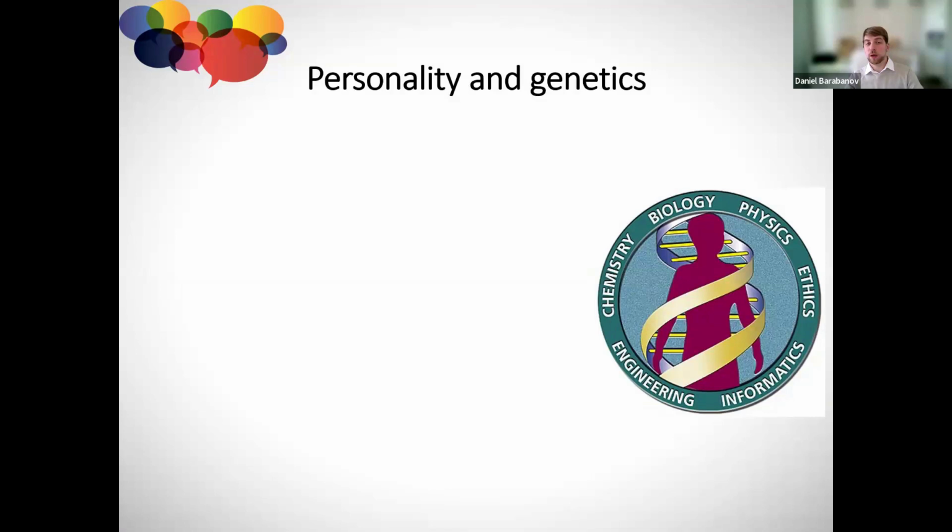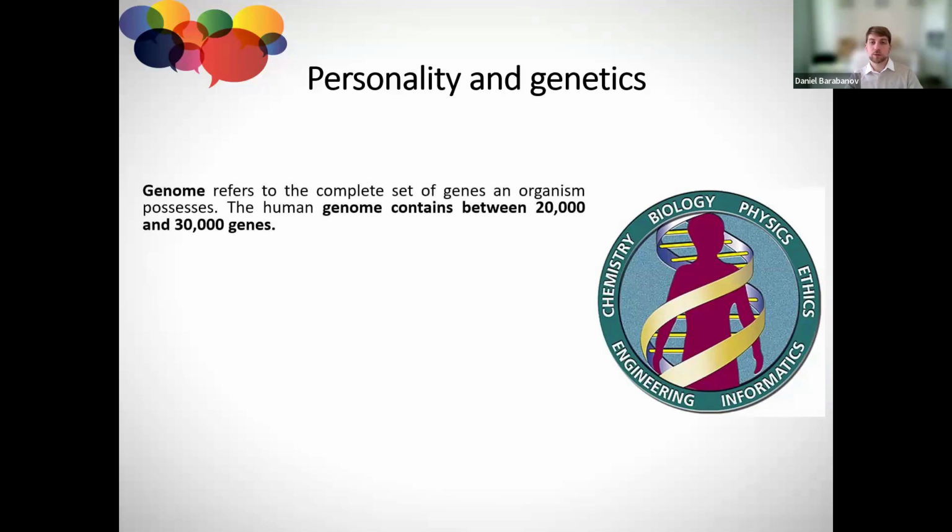If we talk about genetical factors and personality, we should start with some facts and basic concepts of genetics before we transition to behavioral genetics, which is already an interdisciplinary field between psychology and genetics. So first of all, the concept of genome. It refers to the complete set of genes an organism possesses. The human genome contains between 20,000 and 30,000 genes. It's a wide range, but still we have an estimation for that.